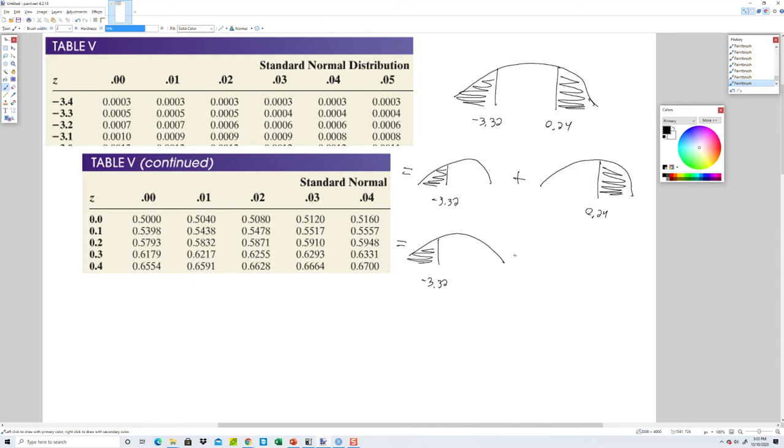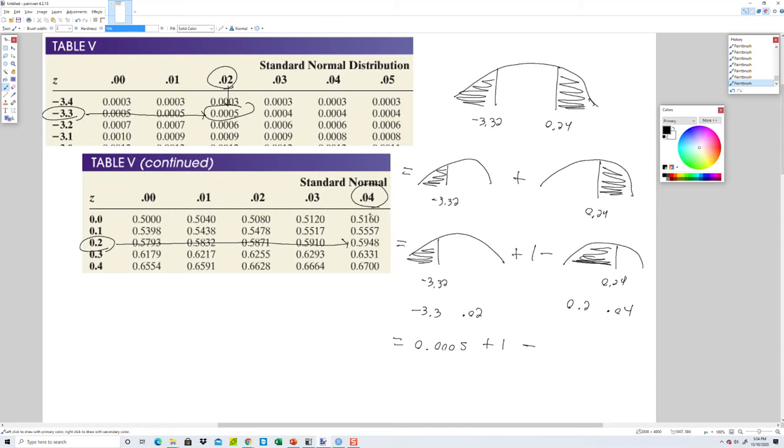Now, remember I said when it's the area to the right, you always rewrite it as 1 minus, and then you change this to the area to the left. So we leave the first one as is, we rewrite the second one. Now here I'm going to look up negative 3.3, and then my hundredths place separately. So 0.02. Negative 3.3 and 0.02. The intersection of those would be that right there. So I got 0.0005 plus 1 minus, and here I'm looking up 0.2, and I separate the hundredths place, 0.04. So I'm looking at the intersection of 0.2 and 0.04. Which I look at the intersection of that, and that gives me 0.5948.